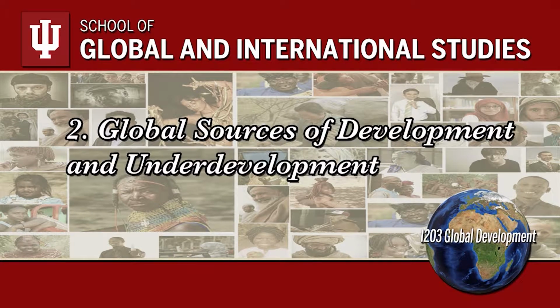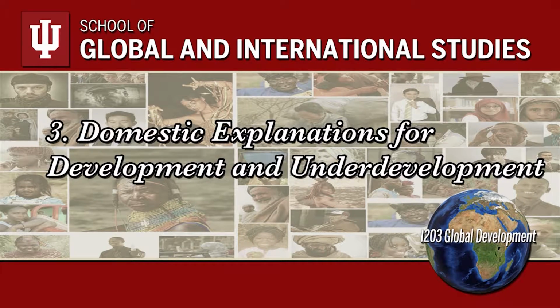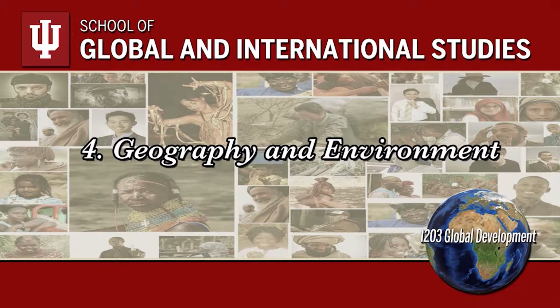The second portion of the course is devoted to thinking about global sources of development and underdevelopment. The third is about domestic explanations for both development and underdevelopment. And the fourth is focused on geography and environment and how these things that are rather unchangeable might influence development trajectories.